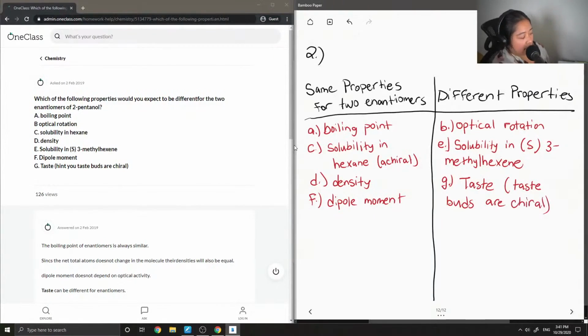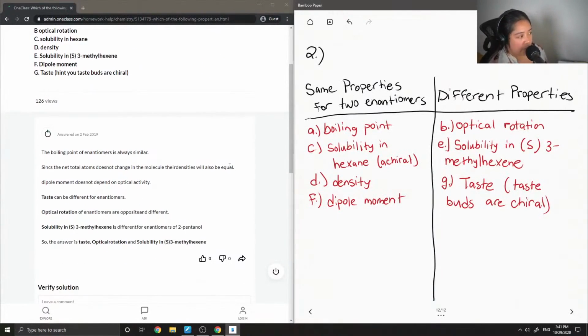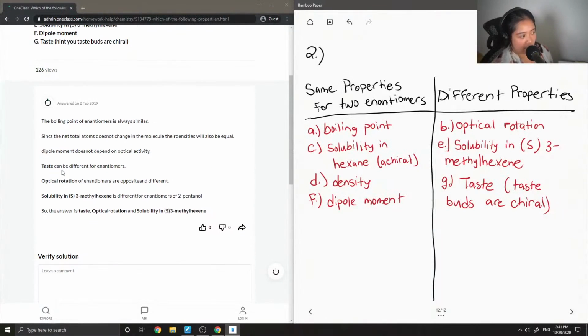Okay, so let's check out the answer from our junior tutor. The boiling point of enantiomers is always similar. Since the net total atoms does not change in the molecule, their densities will also be equal. Dipole moment does not depend on optical activity. Taste can be different for enantiomers. Optical rotation of enantiomers are opposite and different. Yep.